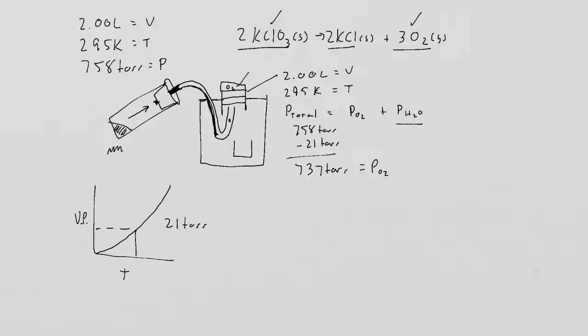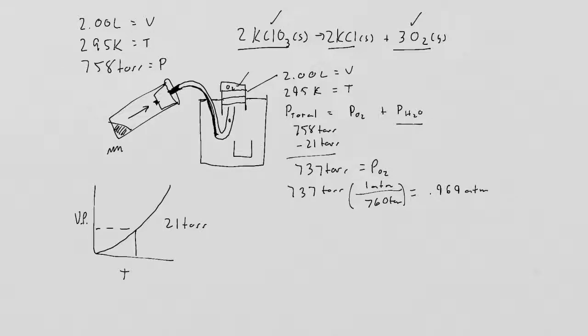So we're going to do a quick conversion here. We're going to take our 737 torr, which is the same as millimeters of mercury, and divide that by 760 torr per 1 atmosphere. That's going to give us our pressure in the unit we prefer, which is atmospheres, because that's what our value for R is, although we could also convert R. So we get 0.969 atmospheres of pressure caused by the oxygen.